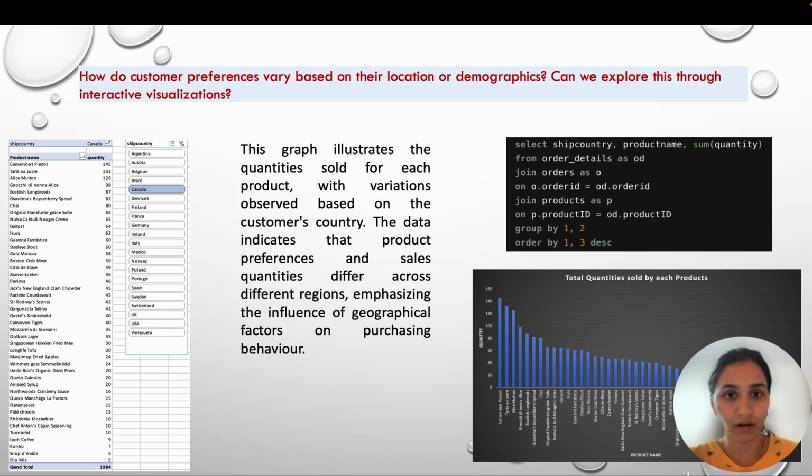quantities. Then I have created a pivot table in which I have taken product name and quantities, and the ship country as a slicer, so that we get insights into the product preferences of the customers according to the ship countries. And for all the different countries I have created a pivot chart, which helps us understand the customer preferences of the products from this visualization.